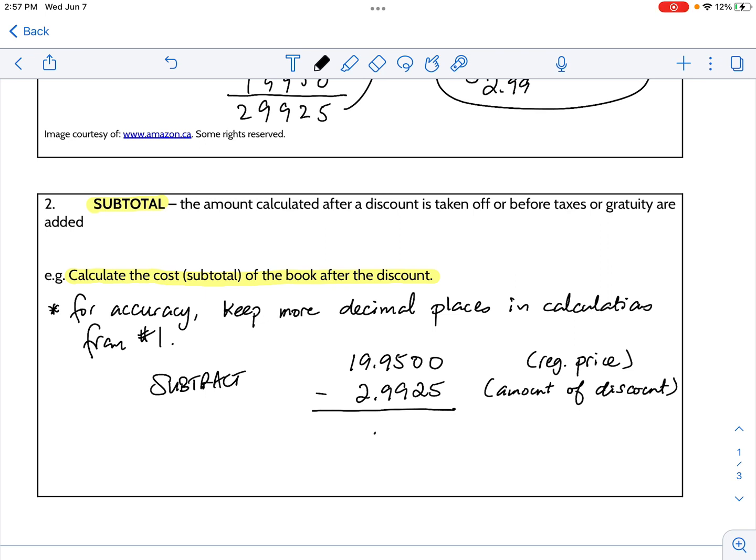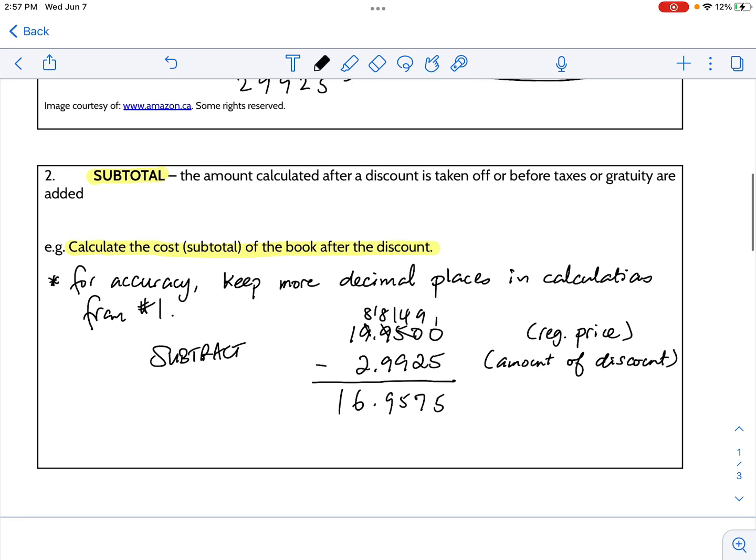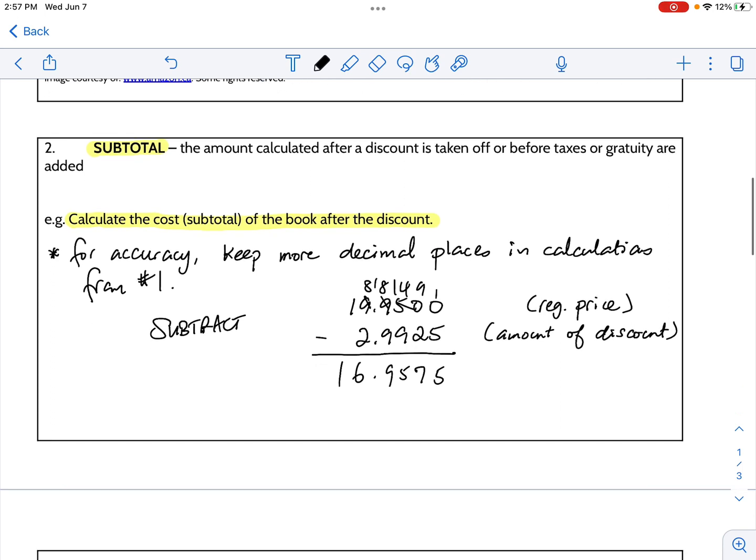Okay, so I know that's going to be 9. 10 minus 5 is 5. 9 minus 2 is 7. It's going to be 8 and 5. That's going to be 8. 12 minus 5 is 9. 6. Okay, so my final answer is 16.9575. I've just lined up my decimal here.